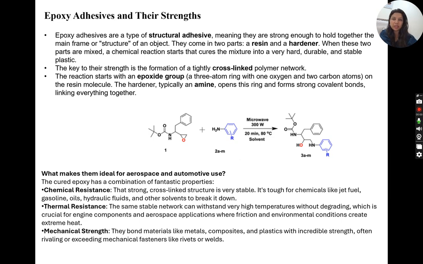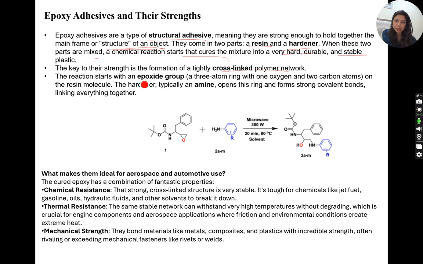These epoxy adhesives are structural adhesives, meaning they are strong enough to hold together the main frame or structure of an object. They come in two parts, a resin and a hardener. When these two parts are mixed, a chemical reaction starts that cures the mixture into a very hard, durable, and stable plastic. The key to their strength is the formation of a tightly cross-linked polymer network.